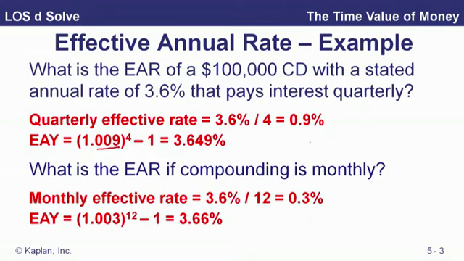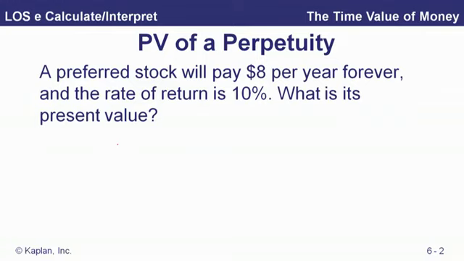So what if compounding were monthly? Straight ahead. Divide it by 12, get 0.003, compound that for 12 periods. So we take 1.003 to the 12th power, subtract 1, and get 3.66%. Again, the effective annual rate is higher for more frequent compounding periods for any given stated annual rate.